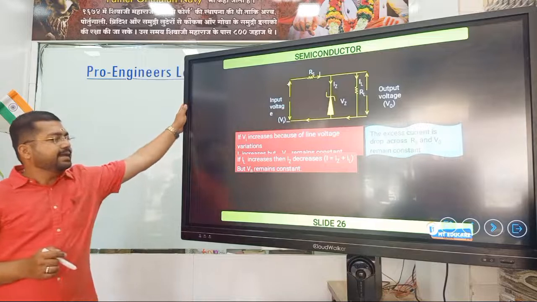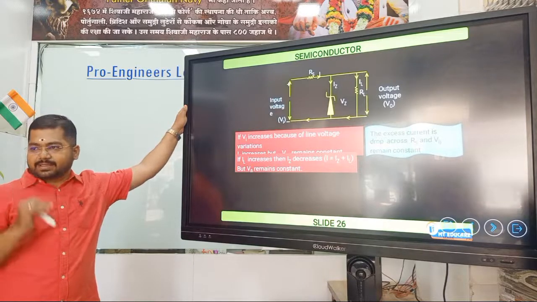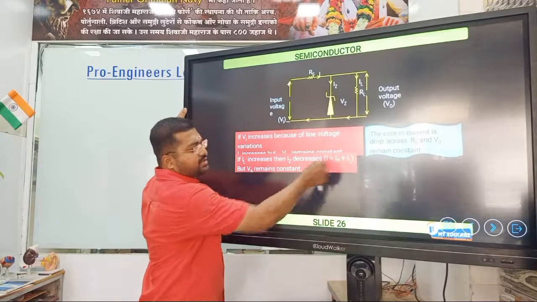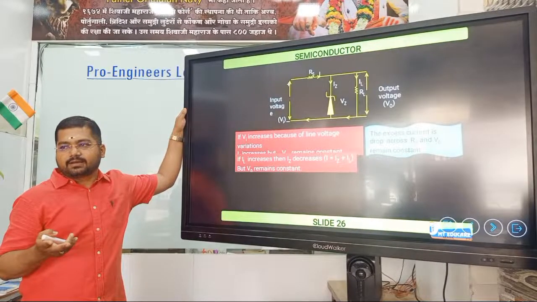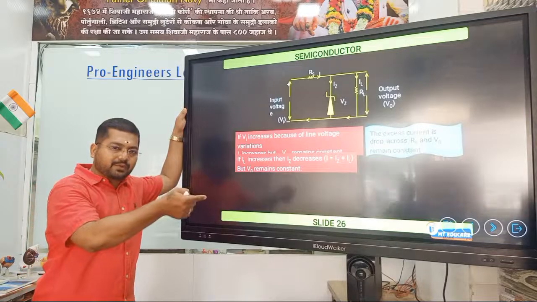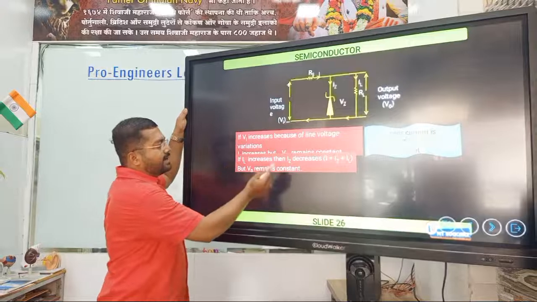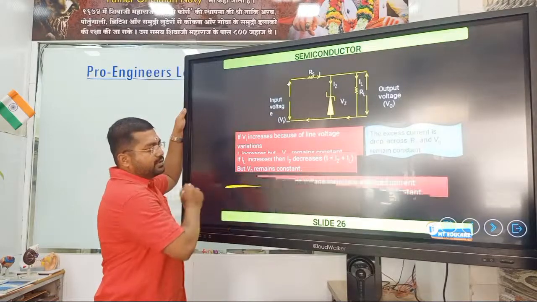If IL increases, then IZ decreases. IL अगर बढ़ गया तो IZ कम होगा. क्यों? क्योंकि जो इनपुट करंट है उसी में से इसको एडजस्ट करना है. उससे ज्यादा तो होगा नहीं ना. जितना इनपुट है उसी का सर्किट में फ्लो होगा. तो अगर एक पैरामीटर उसका बढ़ गया तो दूसरे कम होगा, राइट? So if IL increases, then IZ decreases, but V0 remains constant.